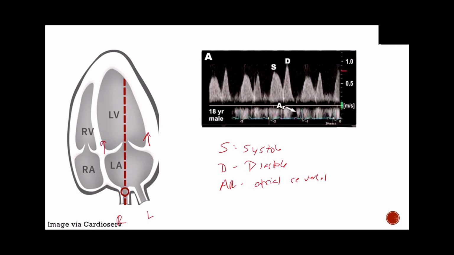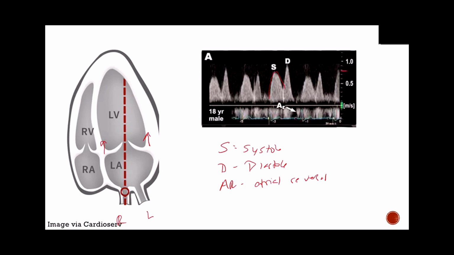Okay. So it's going to pull the tissue upwards, and therefore you're going to have some decreased pressure in your left atrium, right? So it's going to then pull blood from your pulmonic veins into your left atrium, and therefore you're going to have a positive deflection here. Does that make sense for everybody?